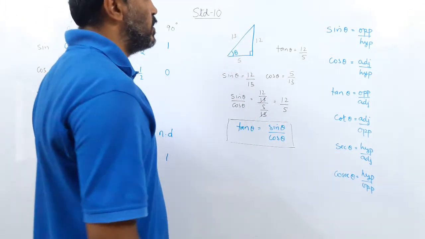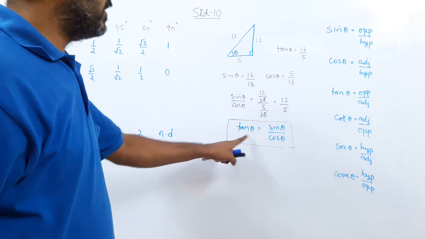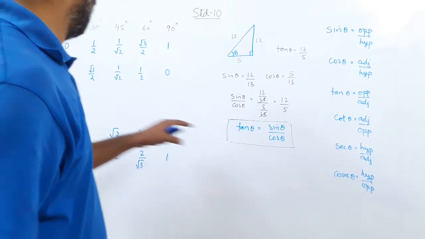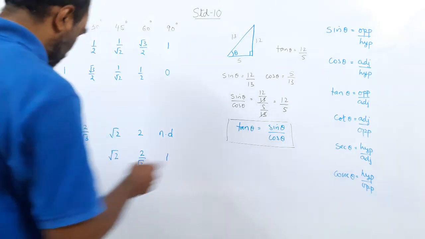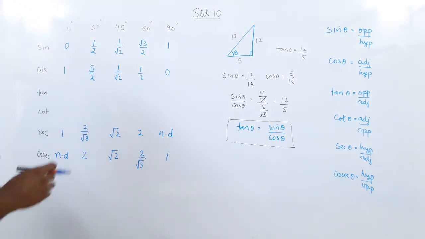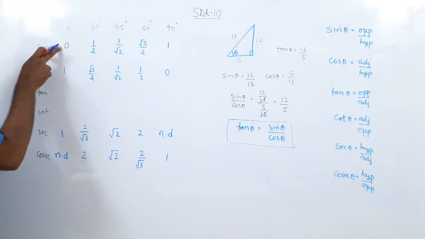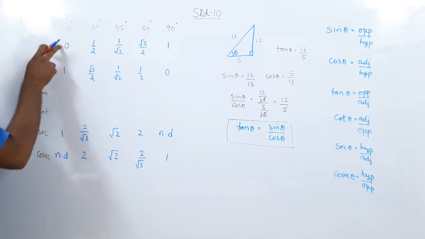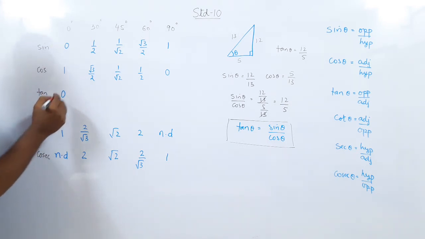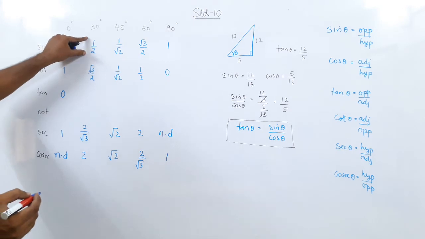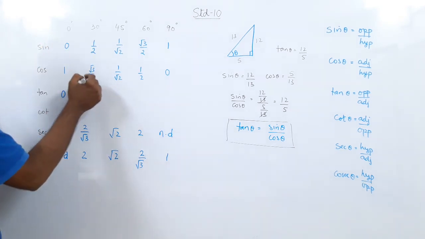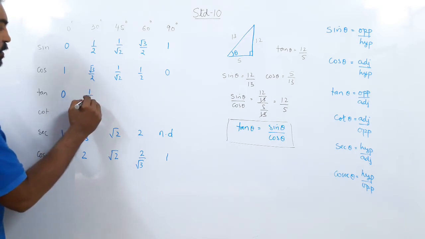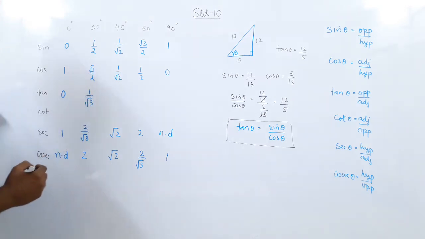The first ones were reciprocal. But now we know tan theta equals sine theta upon cos theta, so we can use it here. We will take the sine and divide by the cos. Sine 0 is 0, cos 0 is 1, so 0 upon 1 will give me 0. See, I am dividing the sine by the cos. So 1 by 2 upon root 3 by 2, the 2 and 2 will get cut, so I will remain with 1 by root 3.